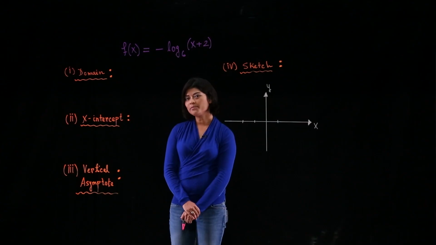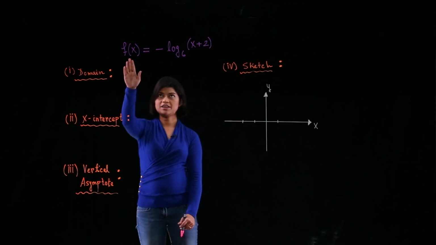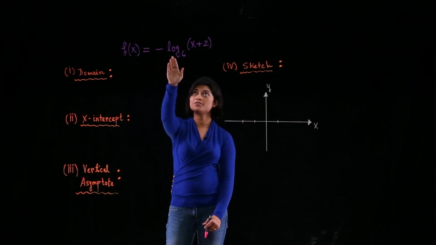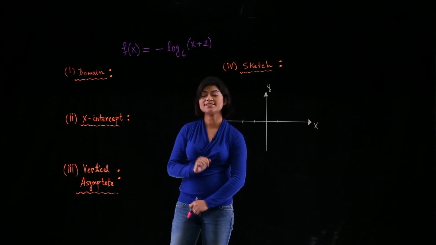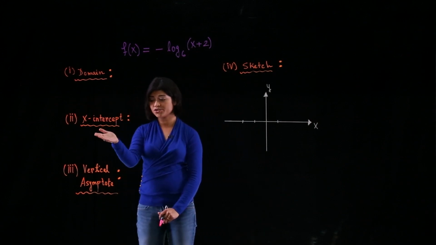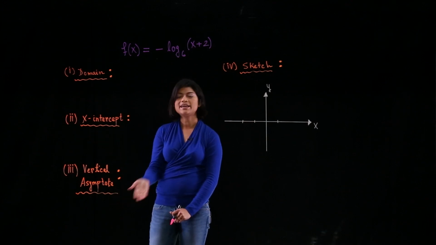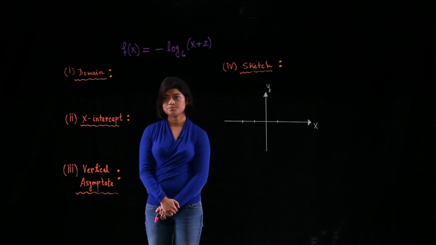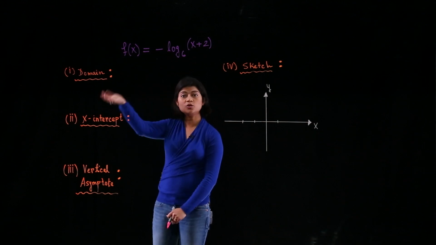Hello, I'm Papia. In this problem, we have a function f of x is equal to negative logarithm of x plus 2 base 6. We have to find the domain of this function, x-intercept, vertical asymptote, and then we have to sketch a graph. Okay, so let's start with the domain.